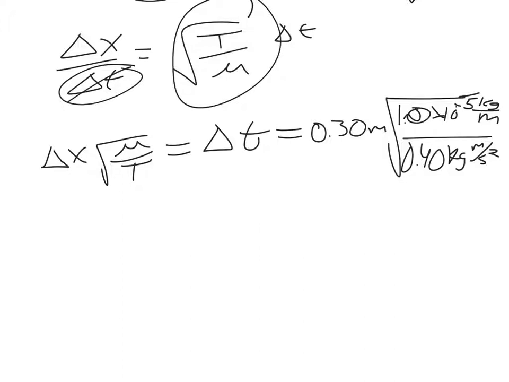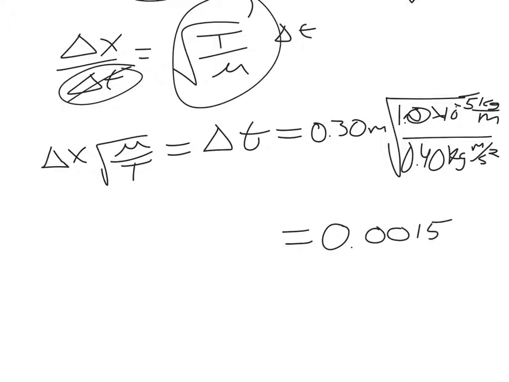Anyhow, let's put the numbers in before I start second guessing myself. I should have 0.3 times the square root of 10 to the negative 5 divided by 0.4. Okay, the answer I get is something like 0.0015.